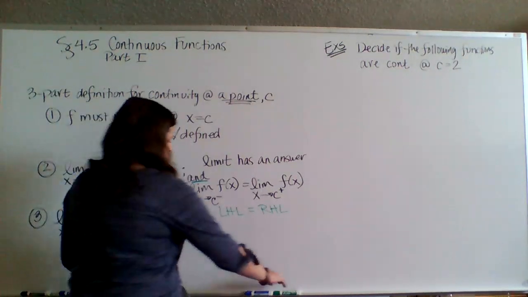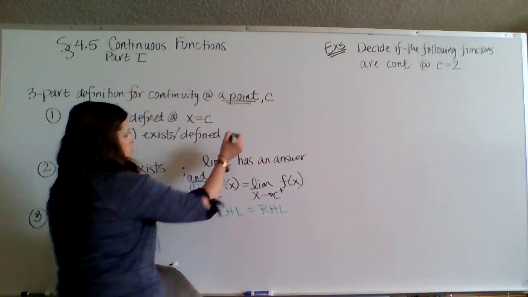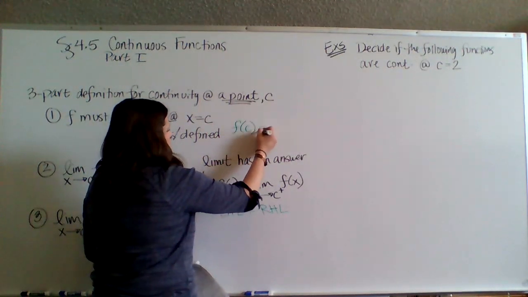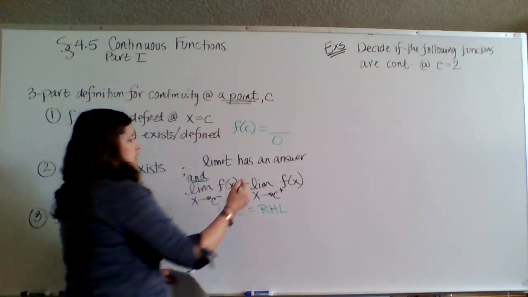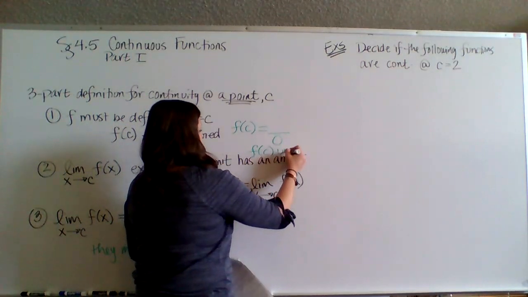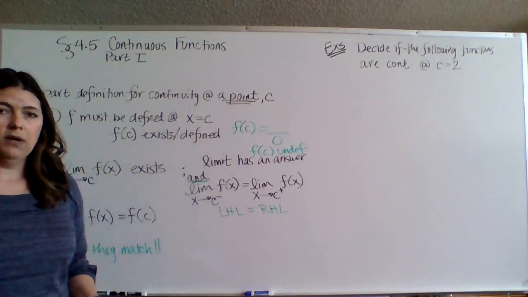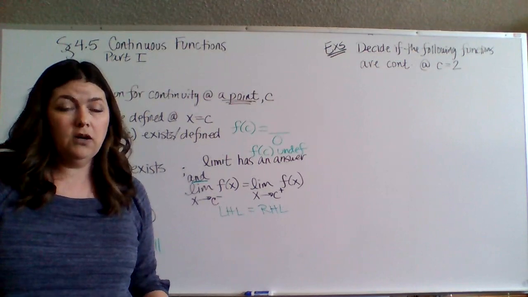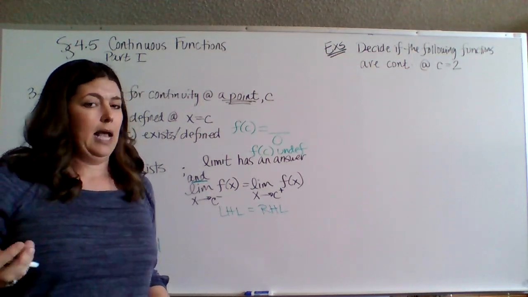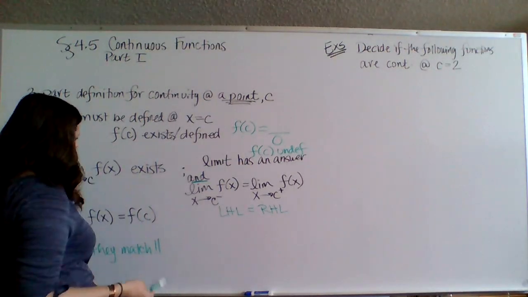In the algebra world, the only way this is not going to work, right, that you're not going to be defined, is if you try and plug your c into your function and you get division by 0. So if you get division by 0, then your f of c would be undefined, and you would break condition number 1. I always tell my kids, you have to meet all 3 parts. If you break a part earlier than step 3, then you say, therefore my function is discontinuous at whatever my c value is. So you don't have to keep going if you break condition number 1. But typically this part works and you move on to condition number 2.